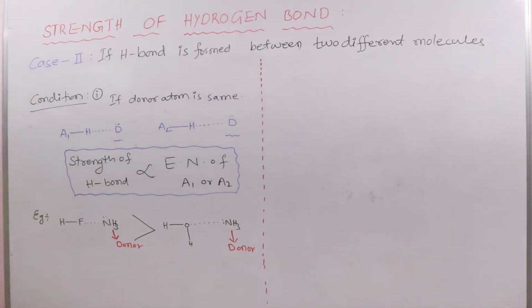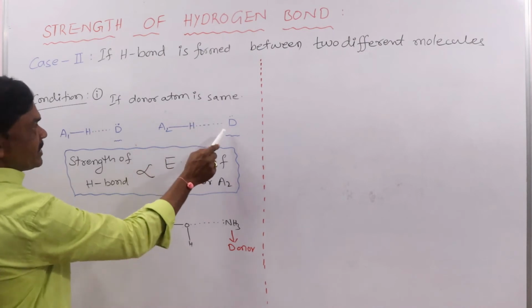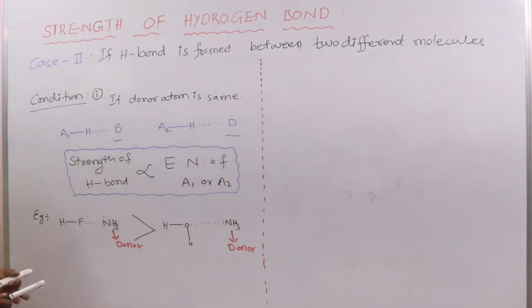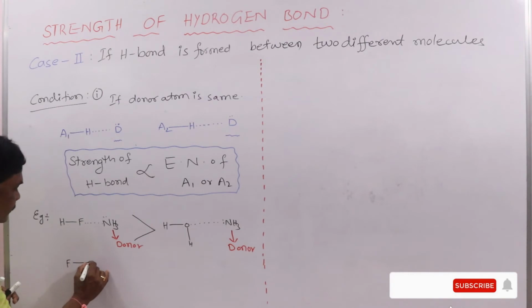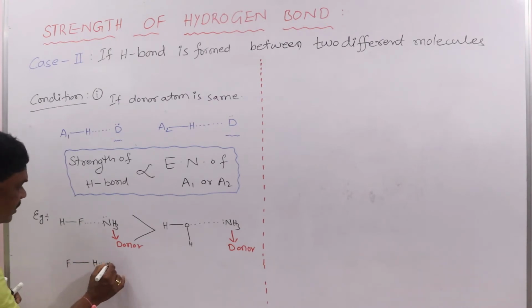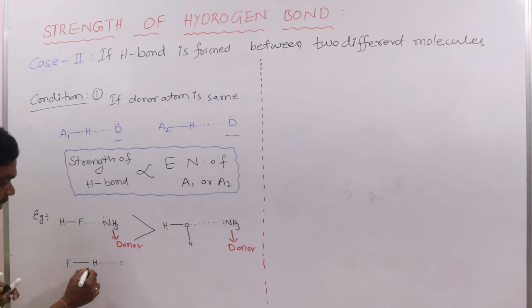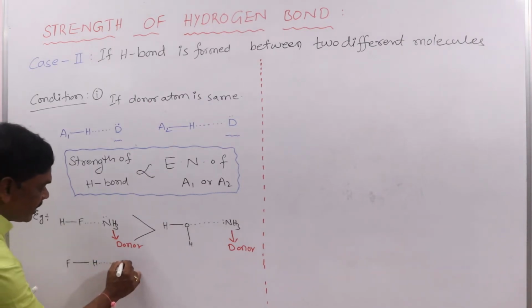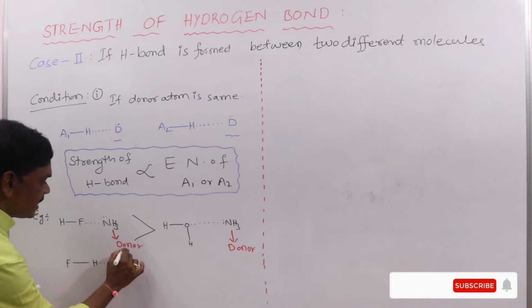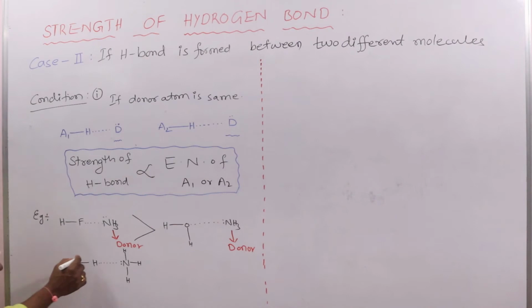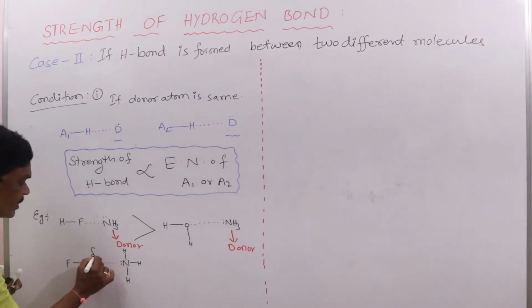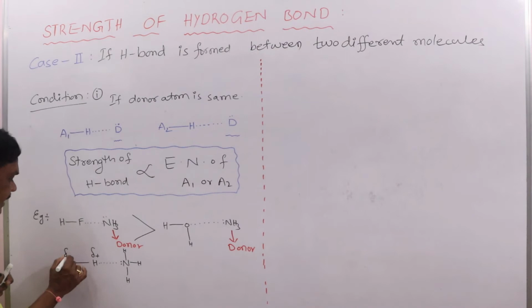Okay? So now, the condition is: if the donor atom is the same. So now in this, fluorine, hydrogen. The lone pair is forming a hydrogen bond with what? Nitrogen. So now it partially gets a positive charge, and partially gets a negative charge.